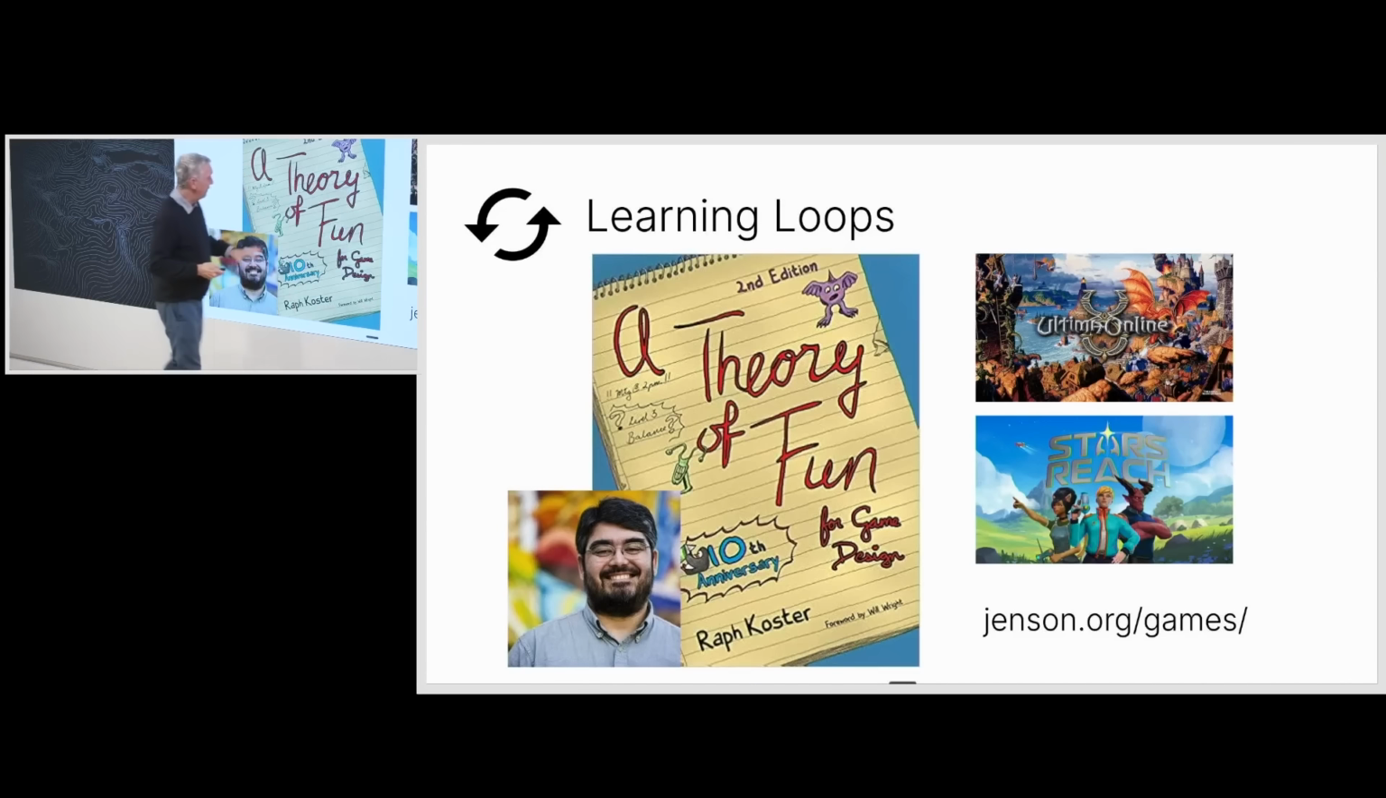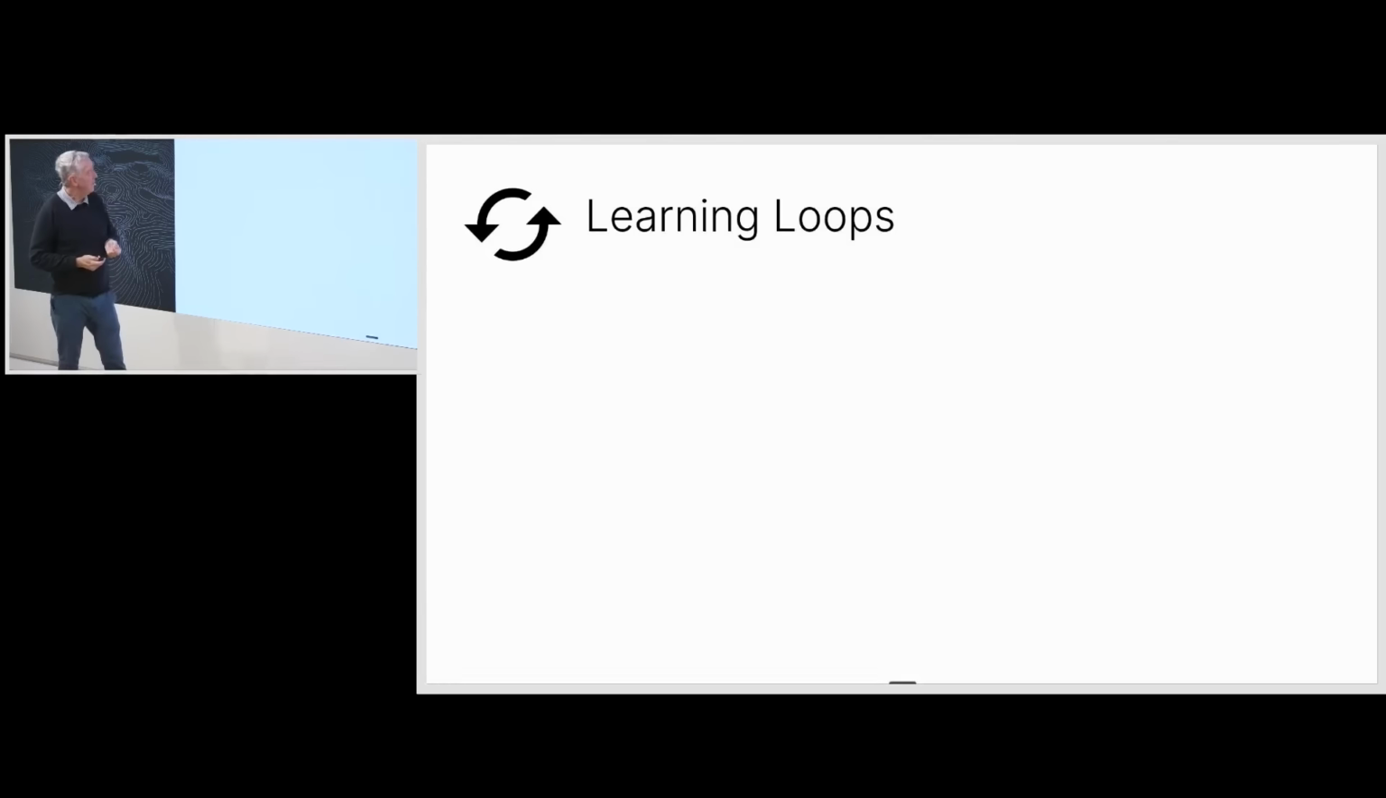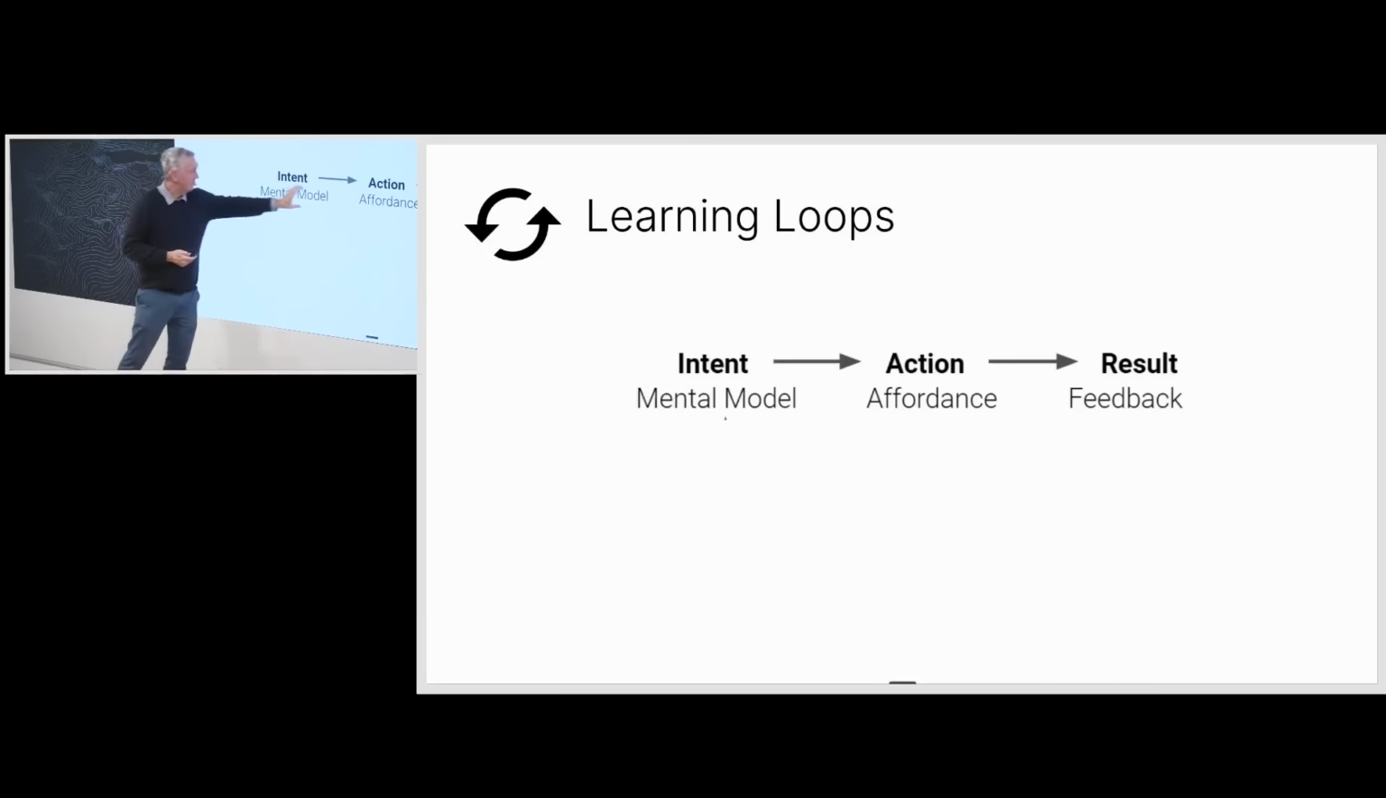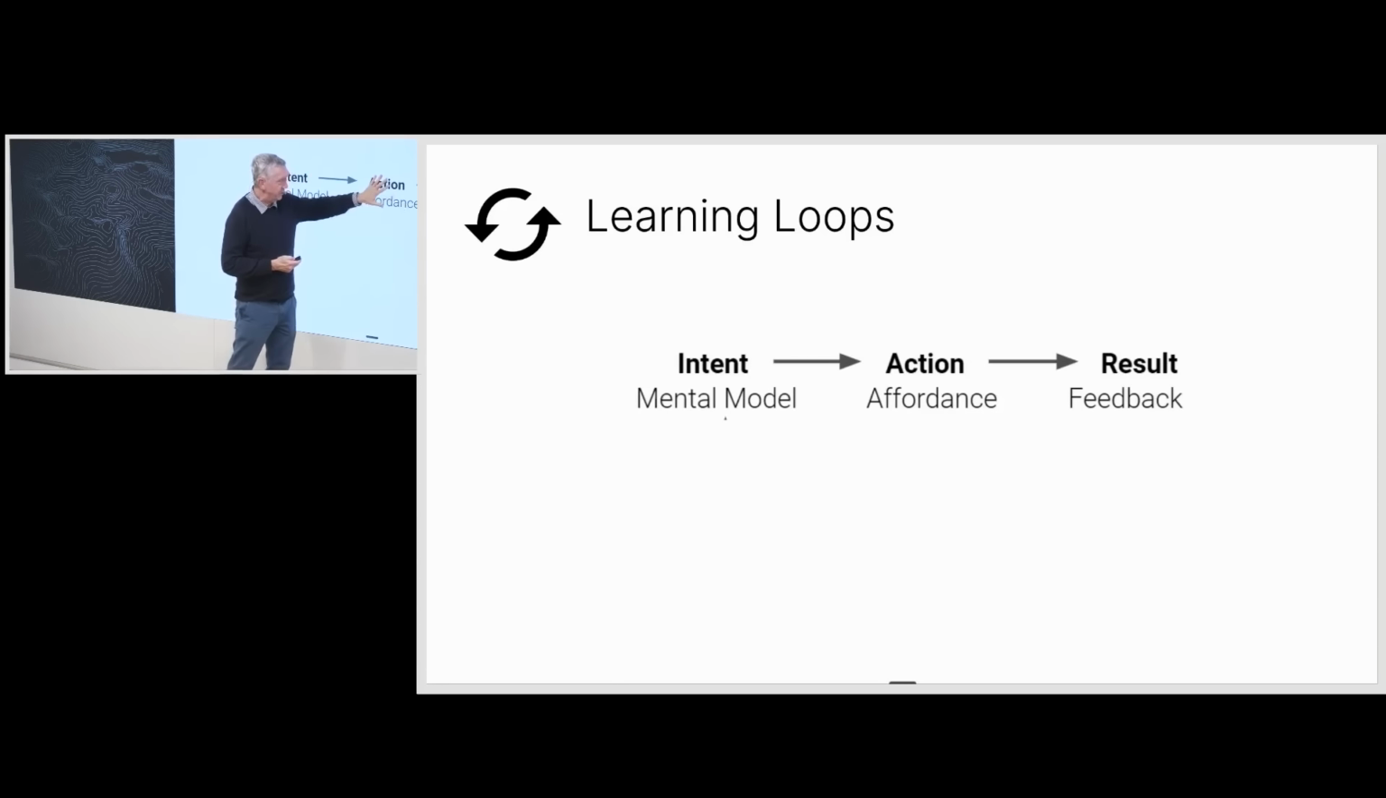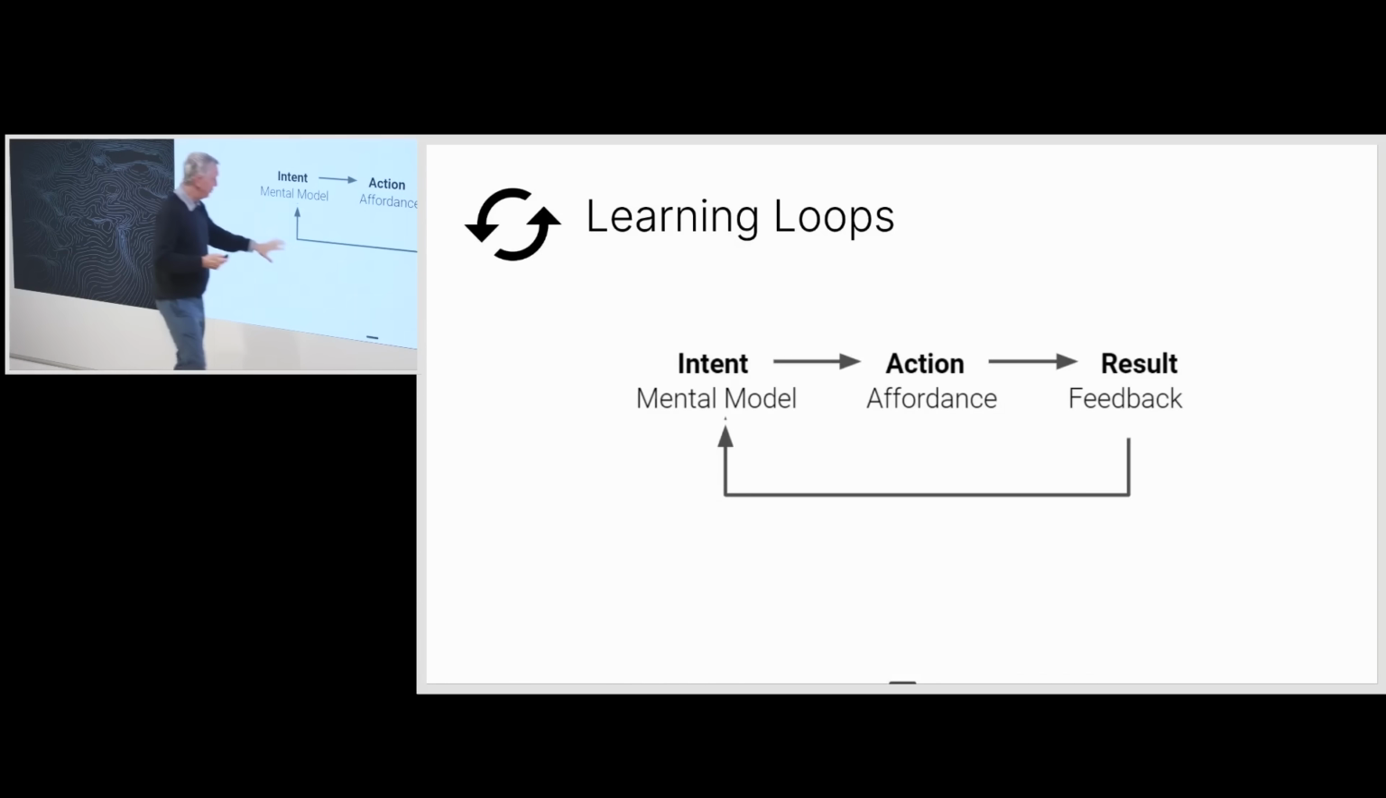But the fun part about it was that he talks about one particular thing that applies a lot to desktop, which is learning loops. It's a psychological term. It's been in psychology for years, where you have a mental model. The user has a mental model, and they have an intent. So then they look on the screen, and they find an affordance to do their action, and they get a result, which gives them feedback. And then what happens is you go back the loop and you learn.